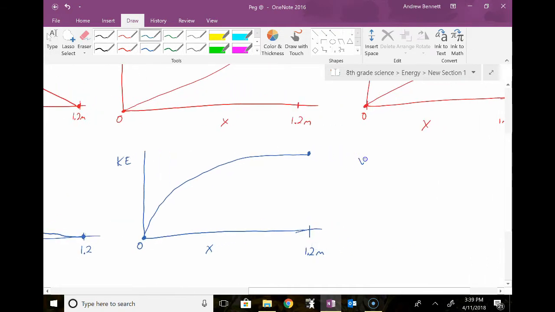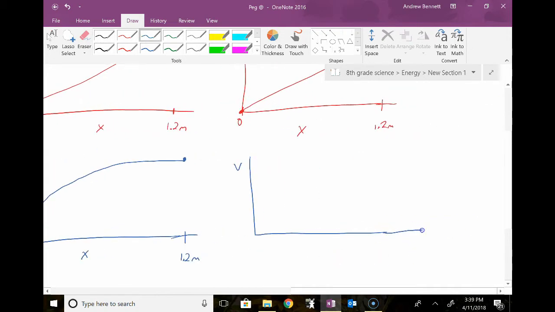And then last up, our speed graph, which is going to have the same shape as our kinetic energy. So again, we start out at a speed of 0. We're going to get to our maximum speed, and it's going to be a big change at the beginning, a little change at the end. There we go.